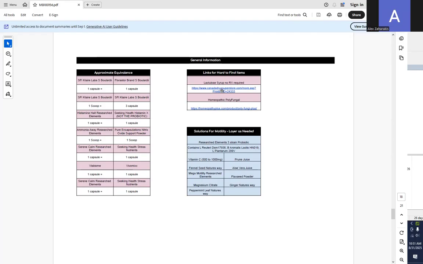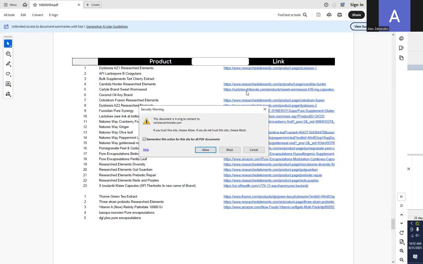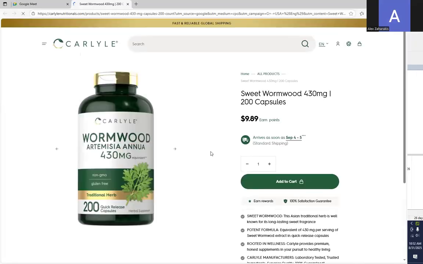Here's a link to lactulose, if it is in your profile, that you can buy without a script. A link to another homeopathic that sometimes I use, and then some very quick solutions for motility. We've already put that on the first page as well. Here are some links to some of the products. Currently, I need to complete some of these links, but you can click and it'll bring you to a picture of what this item actually looks like.